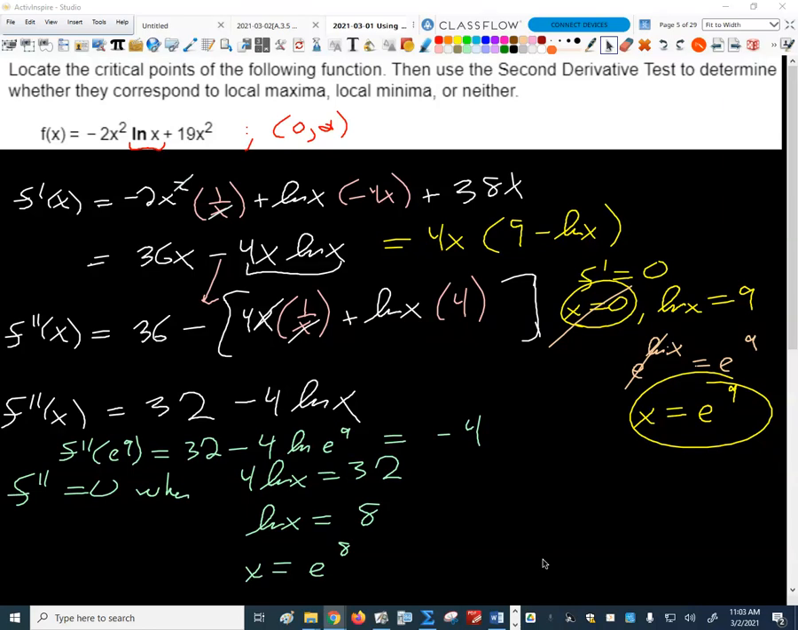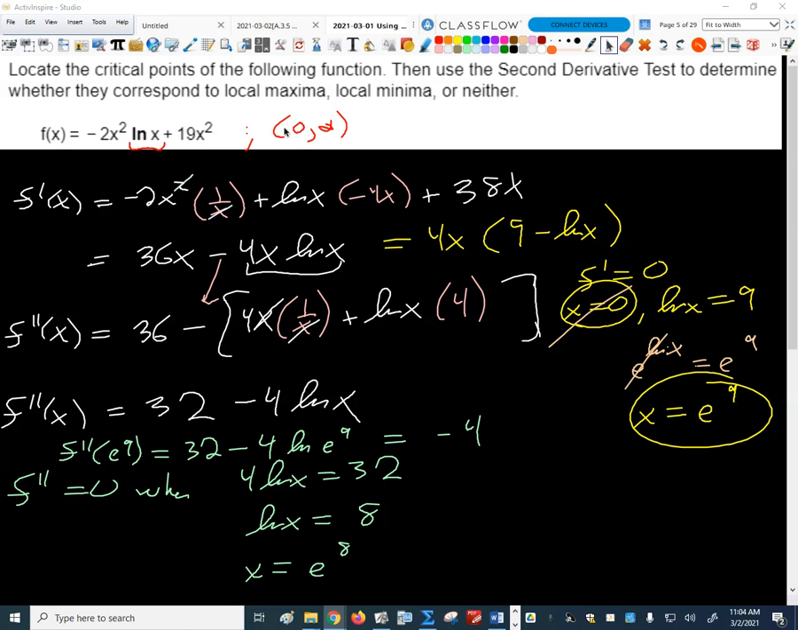Okay, so we were doing some analysis of this using first and second derivatives. We took the derivatives and we found, what did we find? Okay, so the domain was all positive values of x. We took the first derivative and we found out that the zeros of the first derivative were at 0 and when log x equaled 9. So when x equaled e to the 9th, right?